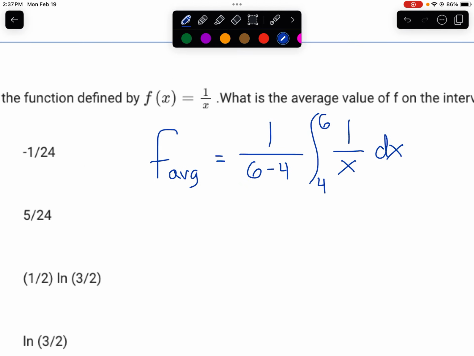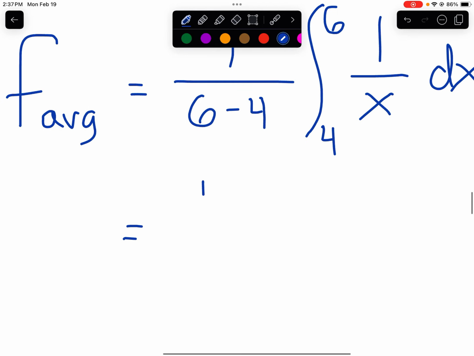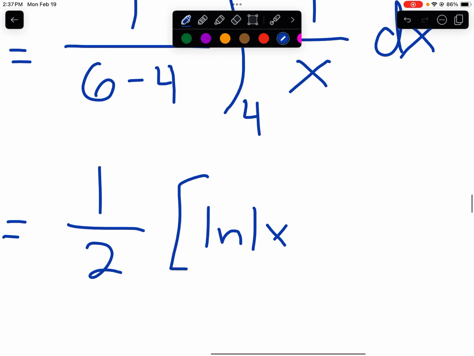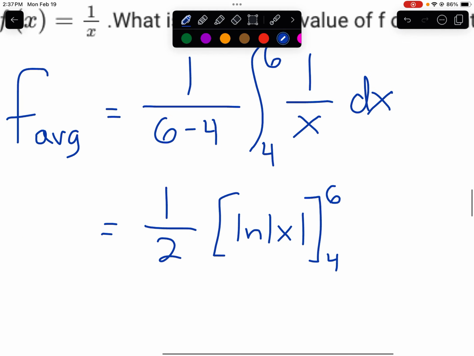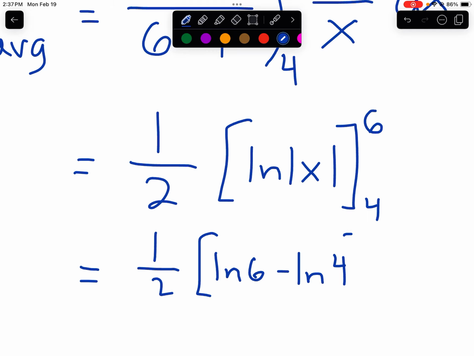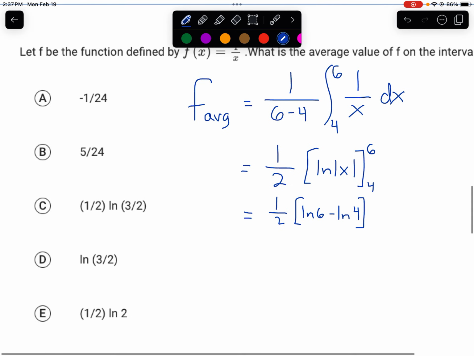Well, we don't have a calculator this time, and that means we'll have to evaluate this definite integral using antiderivatives like we practiced previously. And an antiderivative for 1 over x is the natural log of the absolute value of x. And we'll be able to drop those absolute value symbols because we're going from 4 to 6. That's a positive bunch of x values there, right? So applying that fundamental theorem of calculus, here we go. We've got our 1/2 times the natural log of 6 minus the natural log of 4. Okay, and you can see that itself doesn't match up with any of our multiple choices.